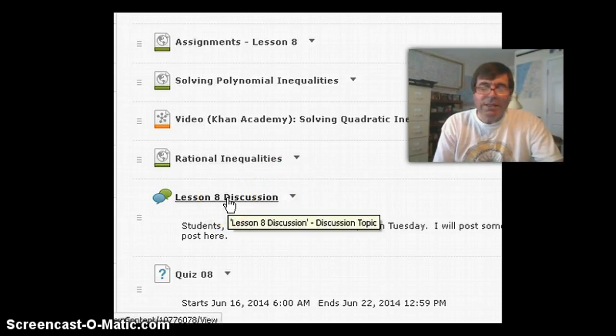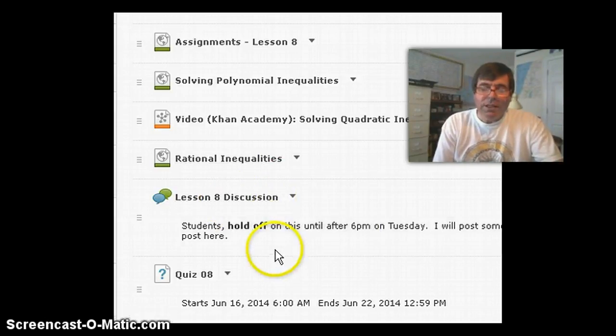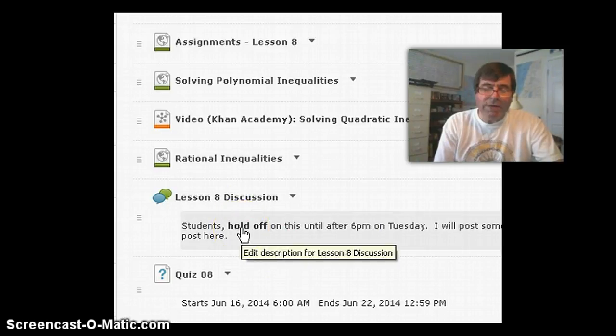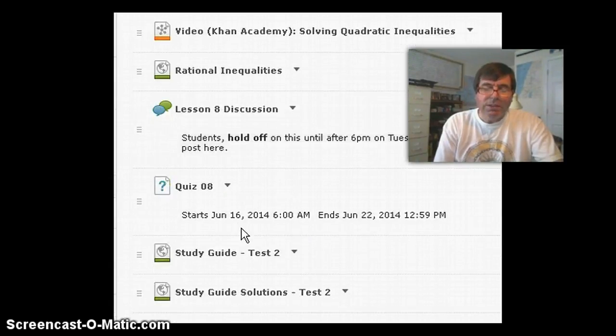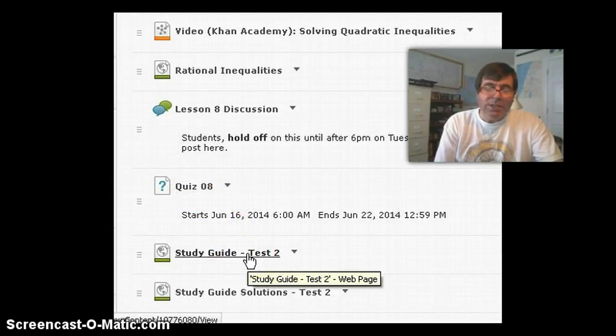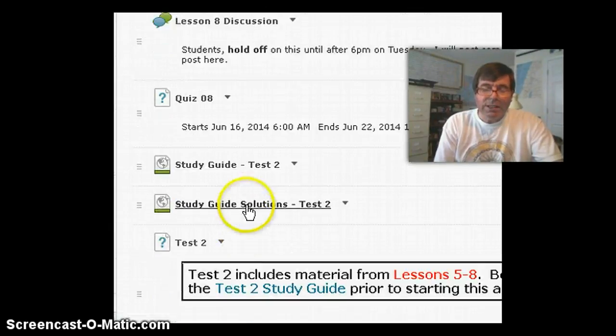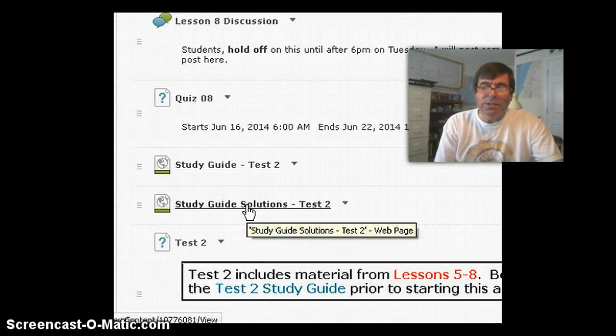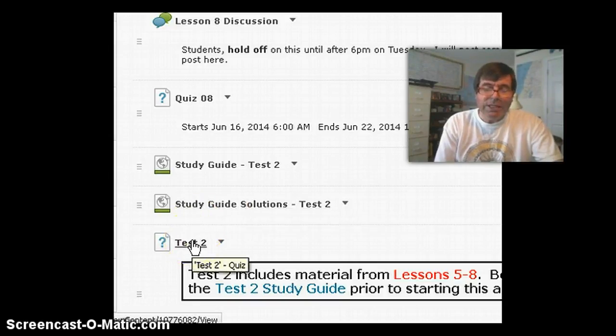And then lesson 8, discussion. Like I said here, hold off on this till after we start office hours, because I want to put some stuff up there. You got your quiz 8, your test 2 study guide, and your study guide solutions. I do encourage you very much to look at those. Now notice you got test 2. So test 2 is starting, and you have 4 days to take test 2. Please remember what you learned on test 1, and that may help you.